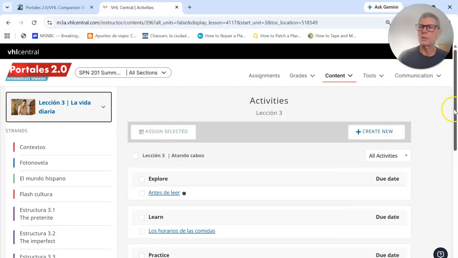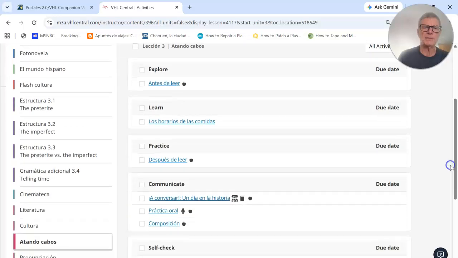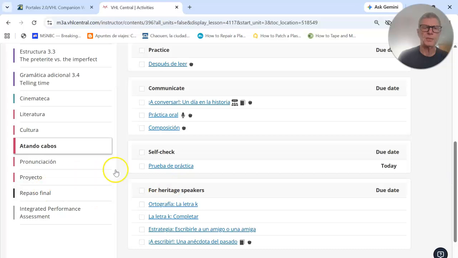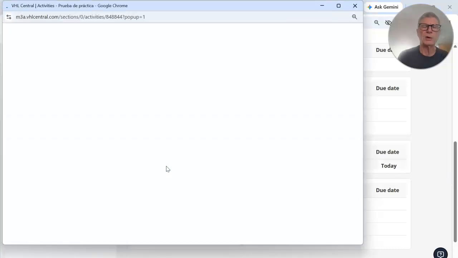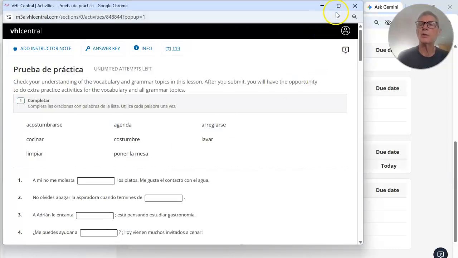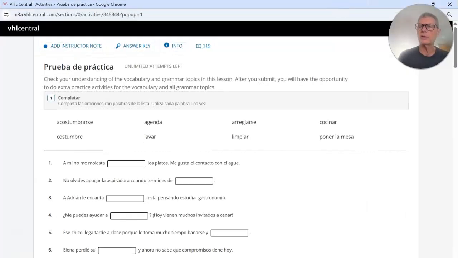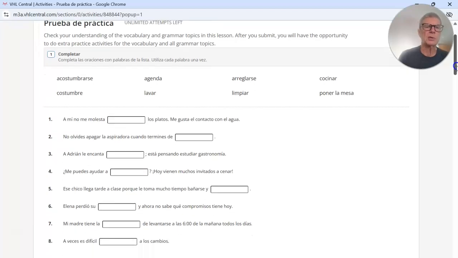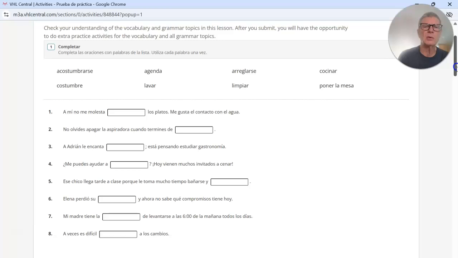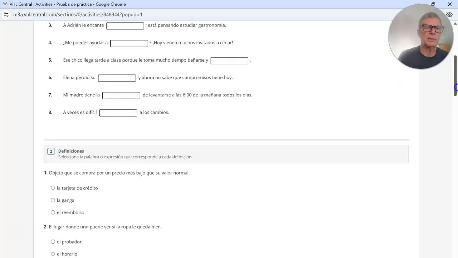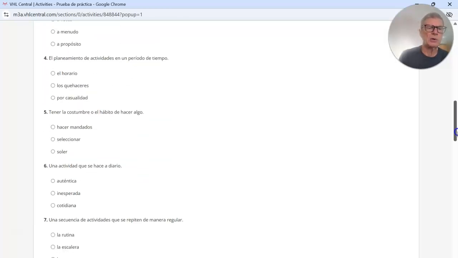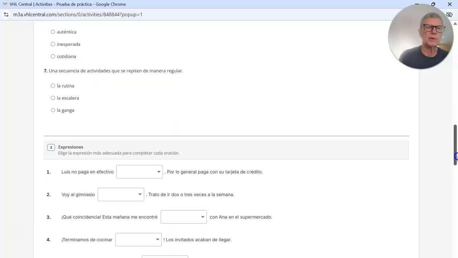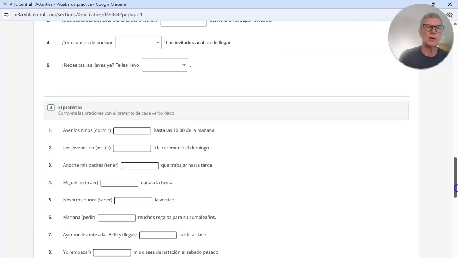Atando cabos is simply the prueba de práctica, and this gives you an idea of what area you need to work a little bit harder in, what you need to review a little bit more before you take the actual exam. So this tries to replicate the conditions of the exam. Of course here we have several activities that have to do with the vocabulary, and then we move down to preterite versus imperfect down here.